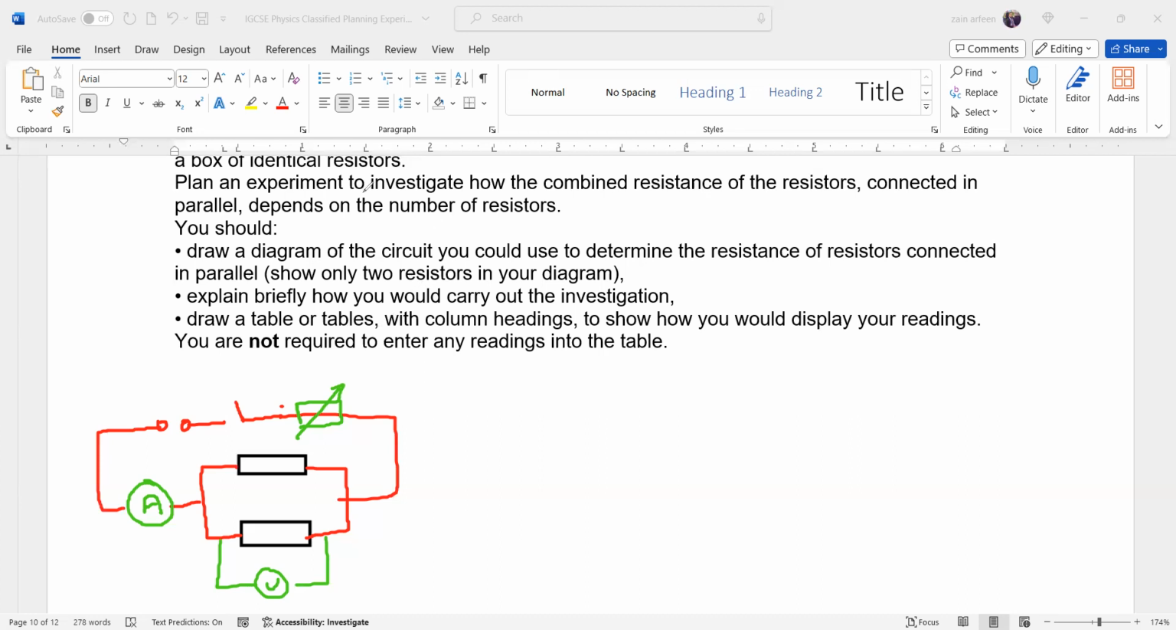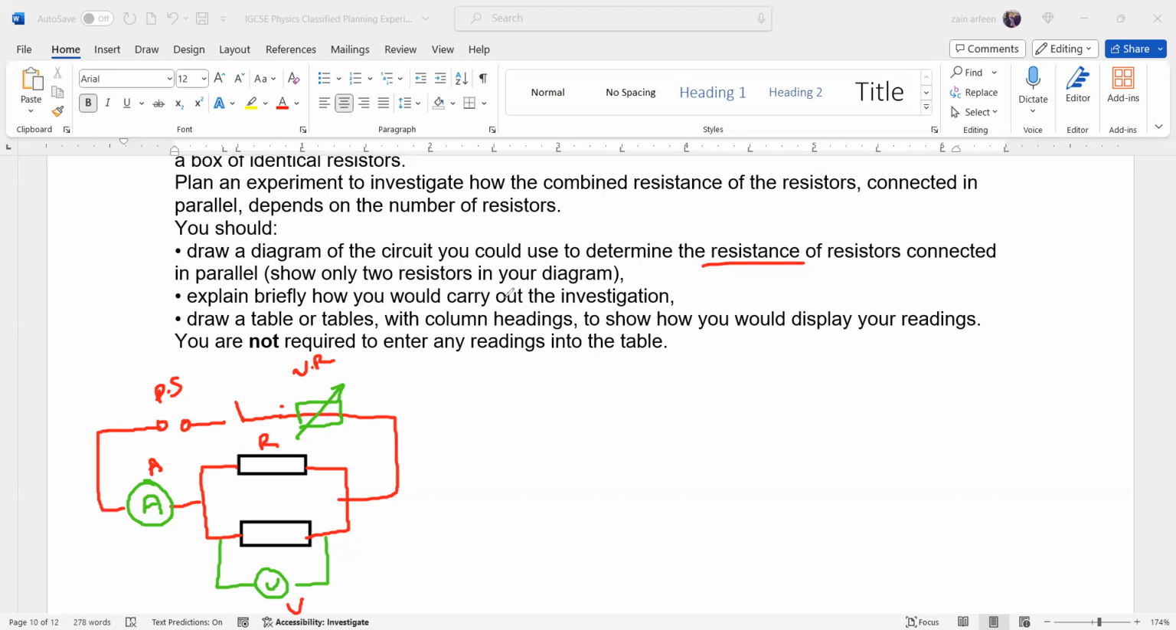So, plan an experiment. First, draw a circuit diagram to determine the resistance of a resistor. It should always be labeled. I should label each component. I did not label, but here is a variable resistor. Here I have a fixed resistor. Here I have a voltmeter. Here I have an ammeter. Here is a power supply. Okay, don't write in short. Write the full form for each symbol, and then we have a switch.